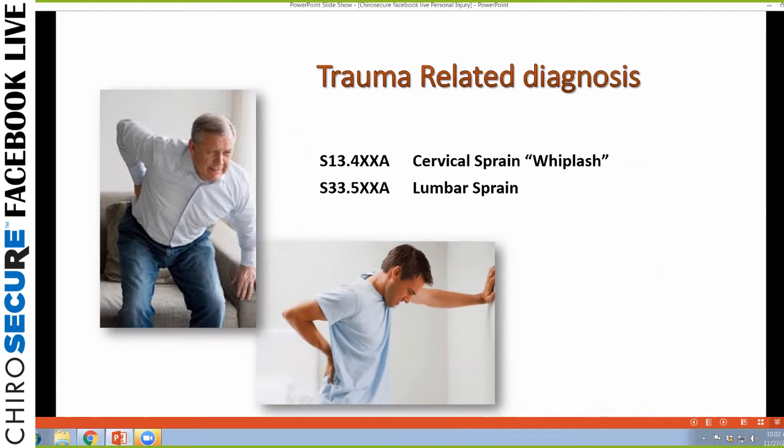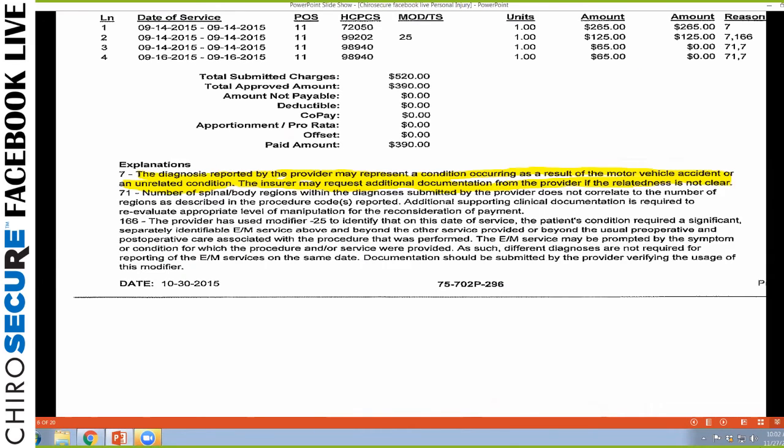Now, why do I make this such an emphasis? Well, take a look at this. Here's a denial from an insurance company, and note what they say. The diagnosis reported by the provider may represent a condition occurring as a result of a motor vehicle accident or an unrelated condition. The insurer may request additional documentation from the provider because the relatedness is not clear. This doctor coded simply headaches and neck pain. As a consequence, could a person have headaches and neck pain not related to an accident? And that's really the issue. You must make sure you're indicating trauma.